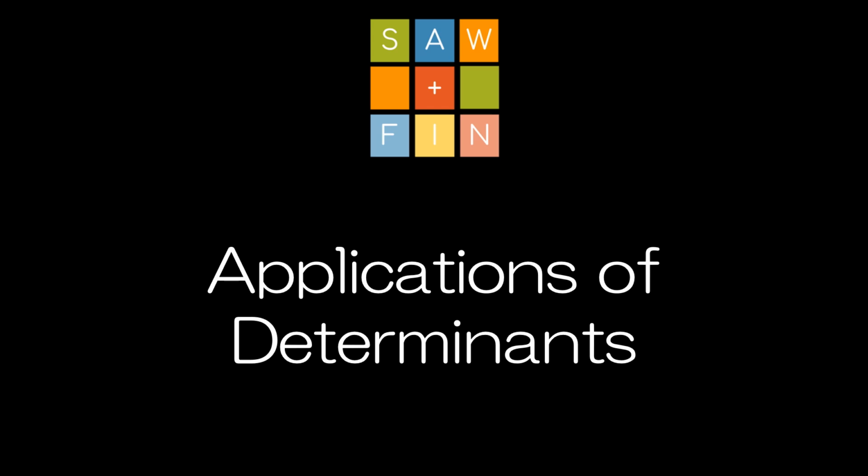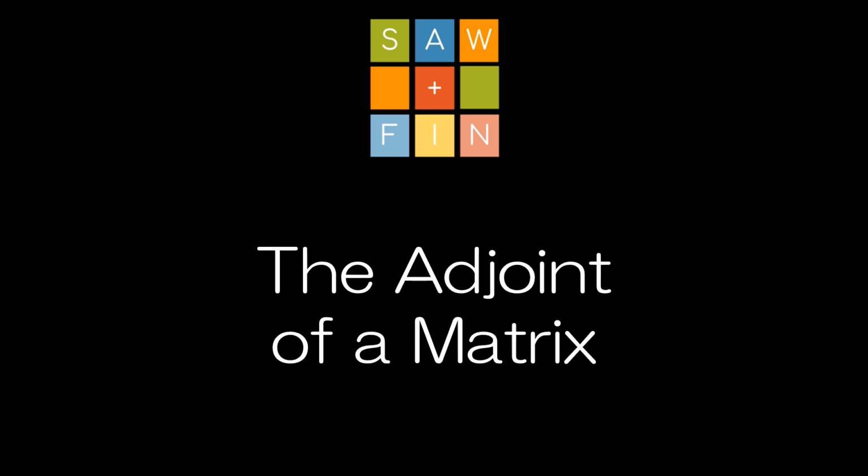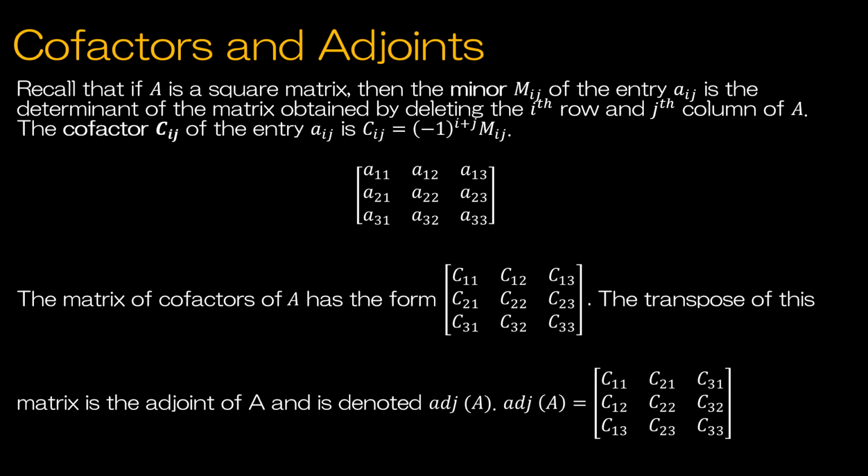Applications of determinants. The adjoint of a matrix. We learned in this chapter about cofactors, but just in case you missed that or need a little refresher, let's talk again very quickly about how to find a cofactor.